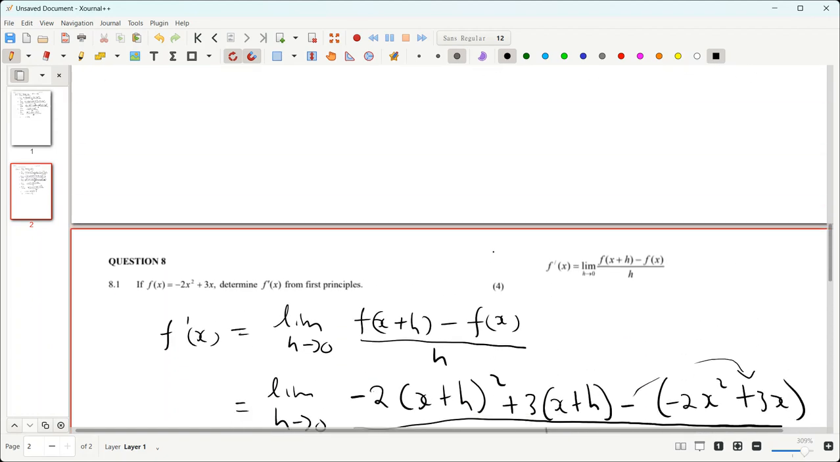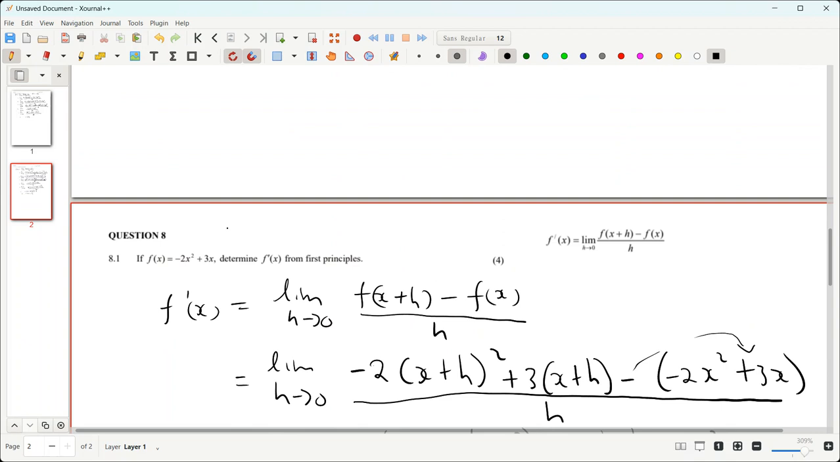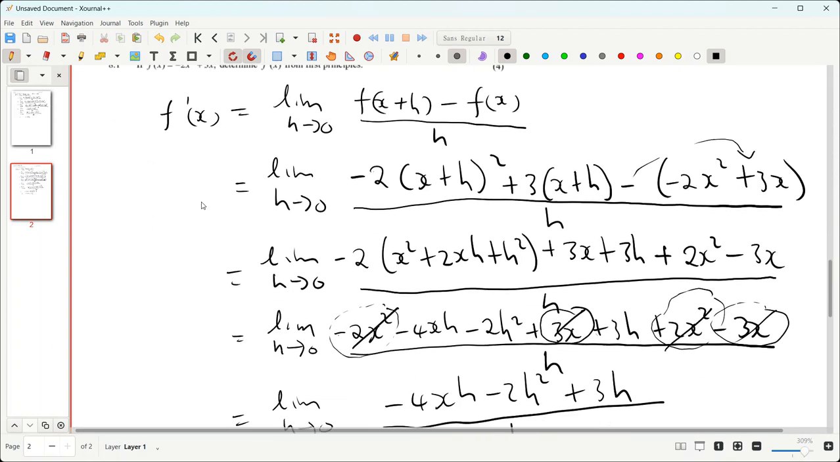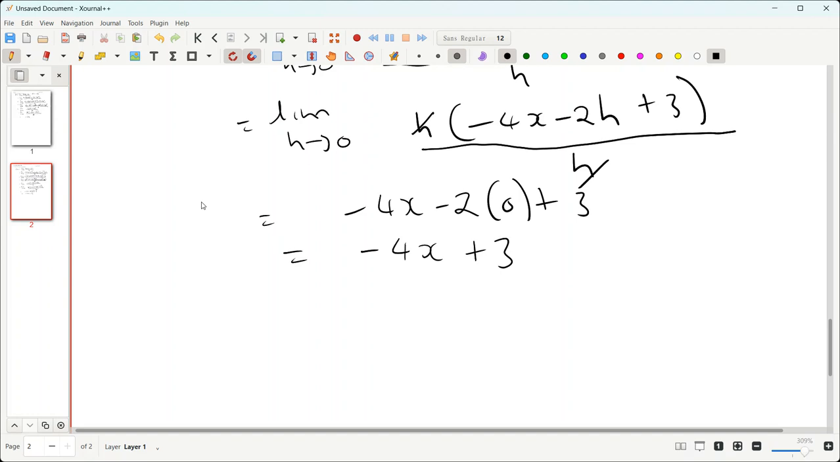So again, we can always check this as well. If we apply the derivative here, the derivative for the first term, which is minus 2x squared, will be minus 4x, because the 2 is just minus 1. So it's minus 4x, and then plus 3. The derivative for plus 3x is just 3. So this is your derivative. You can clearly see that it's the same as what we have found using the first principle.